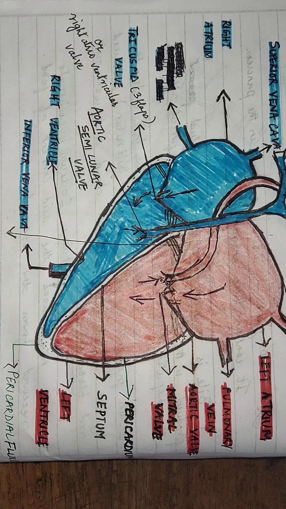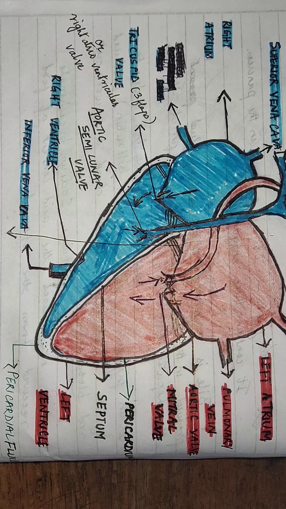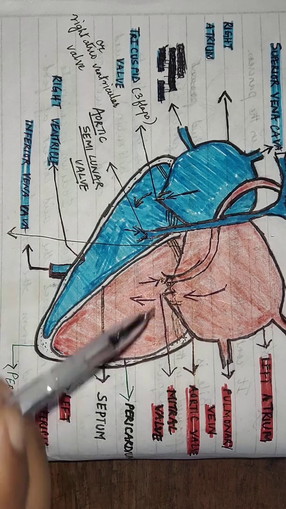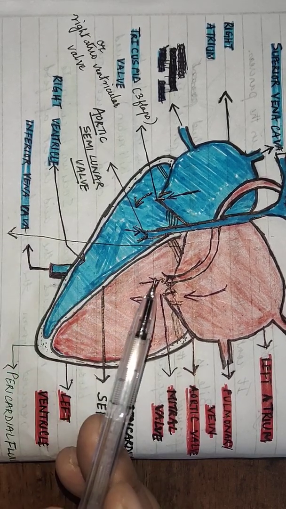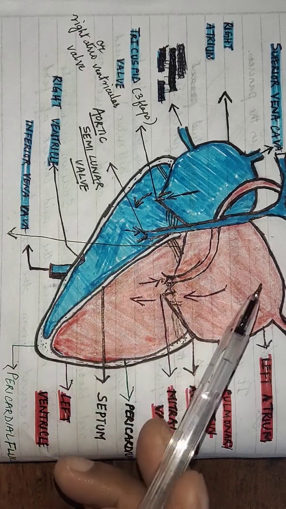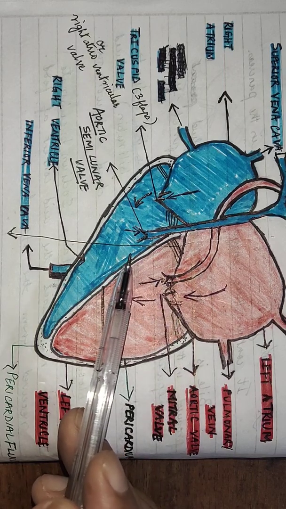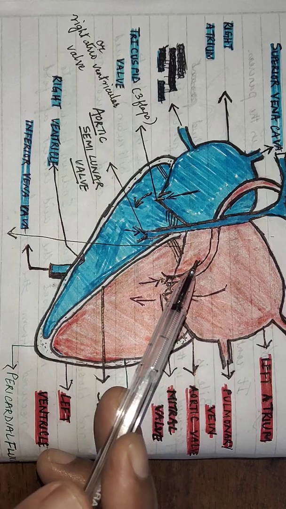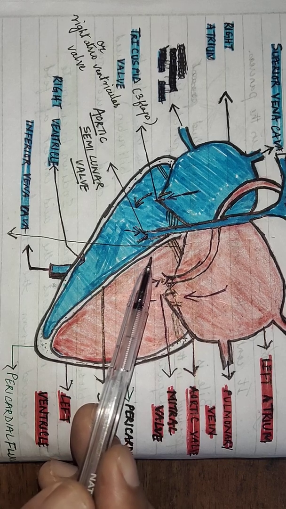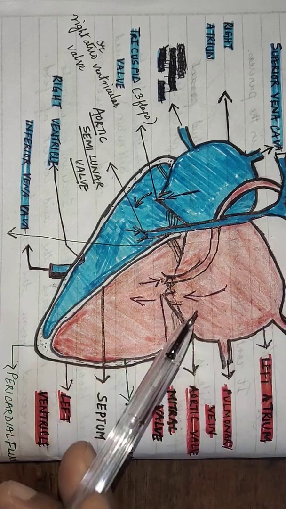Today we are going to learn about the structure of the heart, which is very important for the ICSE exam. Before learning this, we need to know the position of the heart. Where is it located? It is located in the center of the chest cavity and is maximally tilted towards the left side. Now let us go to the structure.